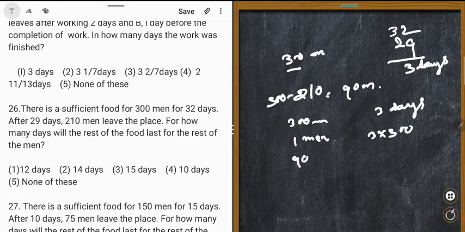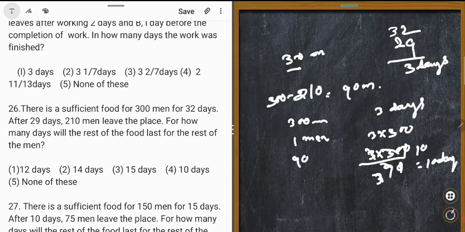90 men will eat 3 into 300 upon 90, which is equal to 10 days. How many days? 10 days. Correct? Yes. How many days? Tell me. 10 days. Which is correct? Number 4 is correct.